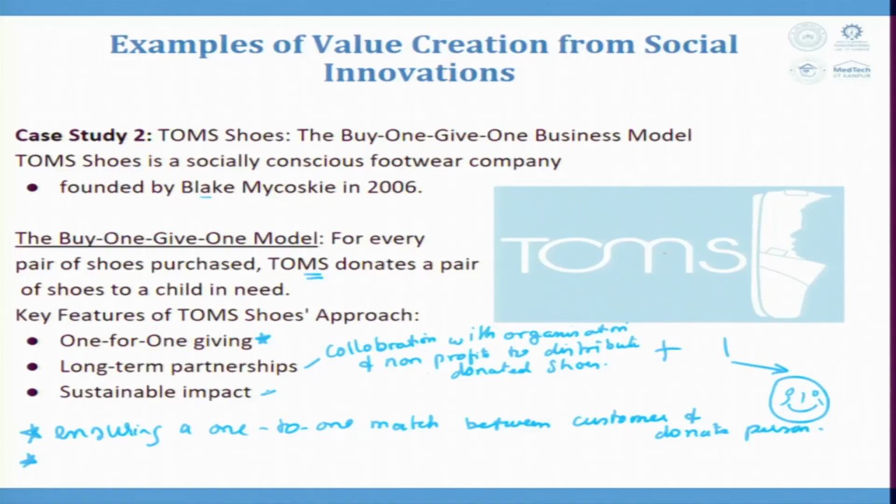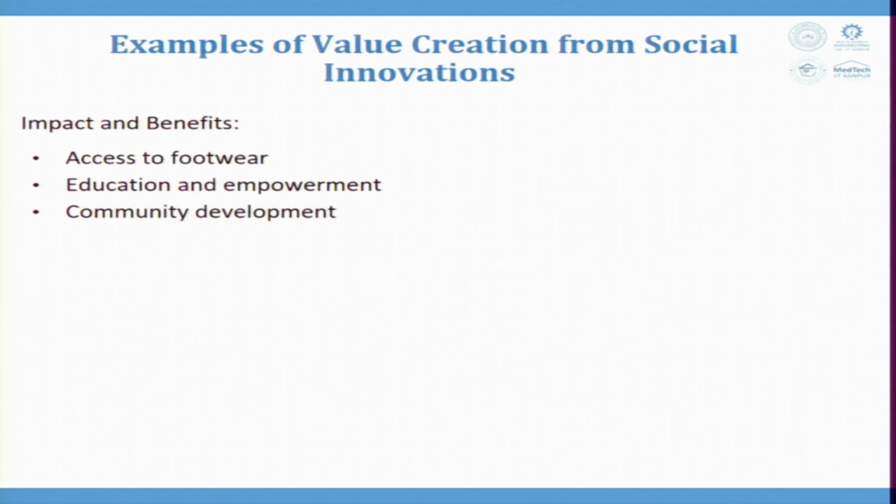Then the sustainable impact is this: the moment people start wearing shoes, it improves their health. It also pushes them toward well-being. So, these are sustainable impacts because of the social model which the Tom's shoe approach follows. Access to footwear: it provides millions of pairs of shoes to children in need, so that their health is taken care of and well-being is looked after.